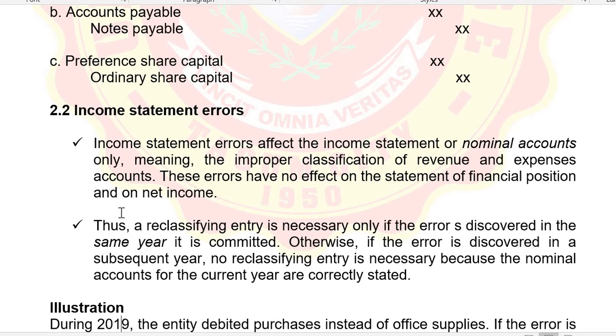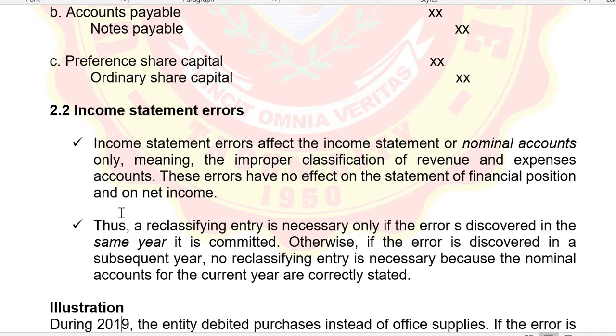So, kung the same year na discover mo yung error, you need to reclassify the error, to have it on its proper account title, or to adjust the balance of revenue and expenses. Okay, so otherwise, if the error is discovered in a subsequent year, no reclassifying entry is necessary because the nominal accounts for the current year are correctly stated. Okay, so kung prior period na siya.